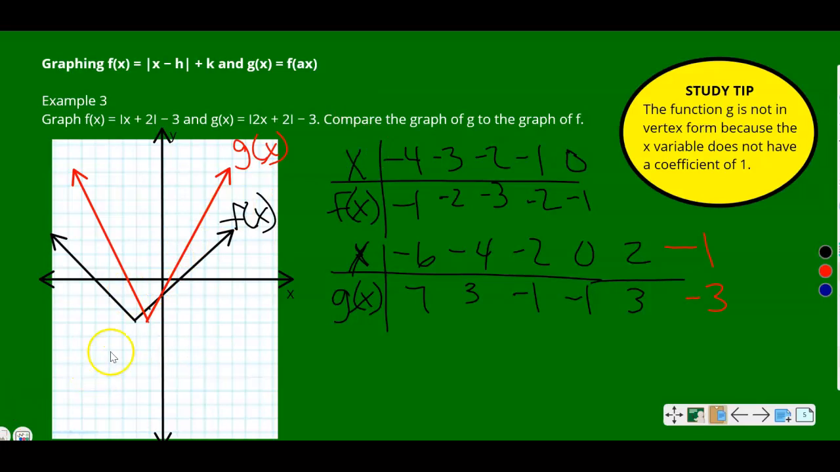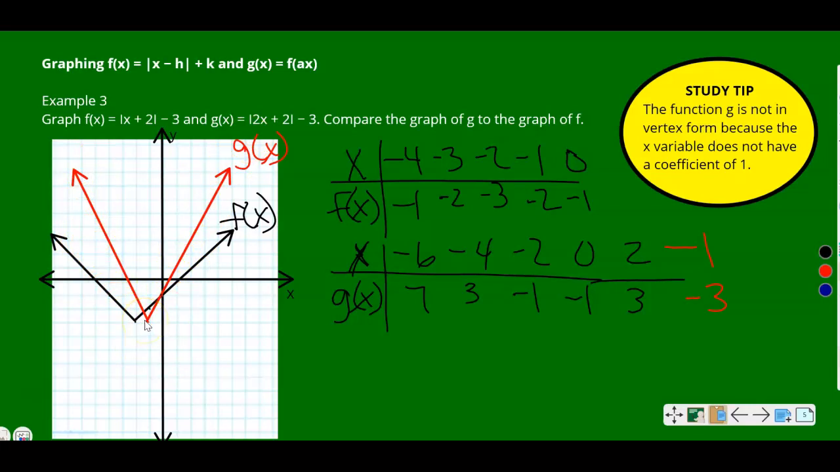All right, so if we compare these two graphs, we can see that they do have the same y-intercept. 0, negative 1. They both cross at 0, negative 1. You also can conclude that g of x is considered a horizontal shrink because it has a multiplier of that 2 right there. And you can see that they both still have that V-shaped graph for the absolute value.